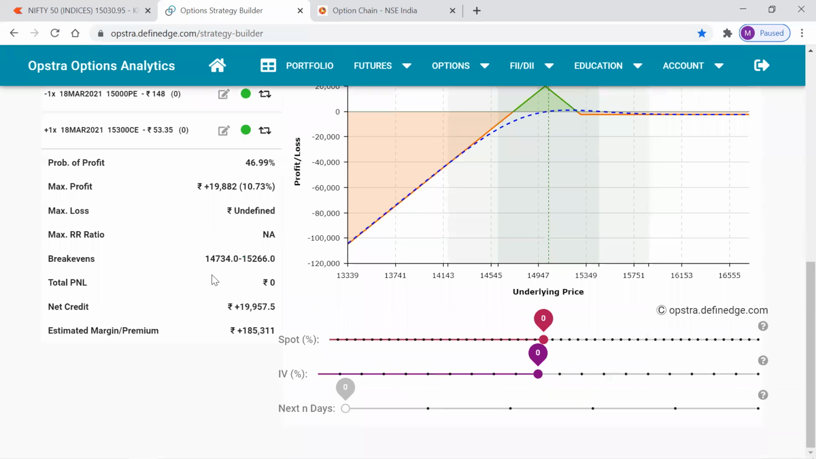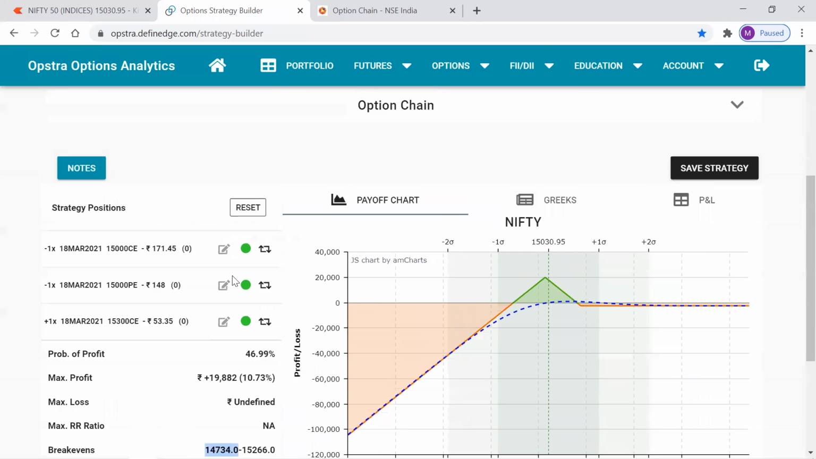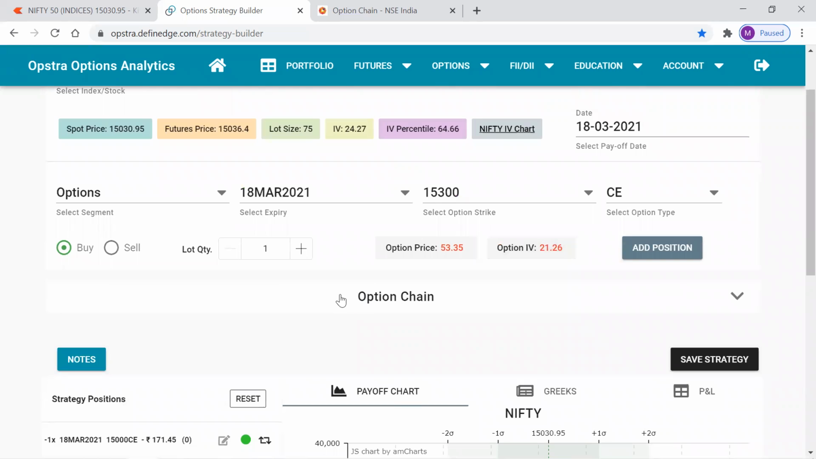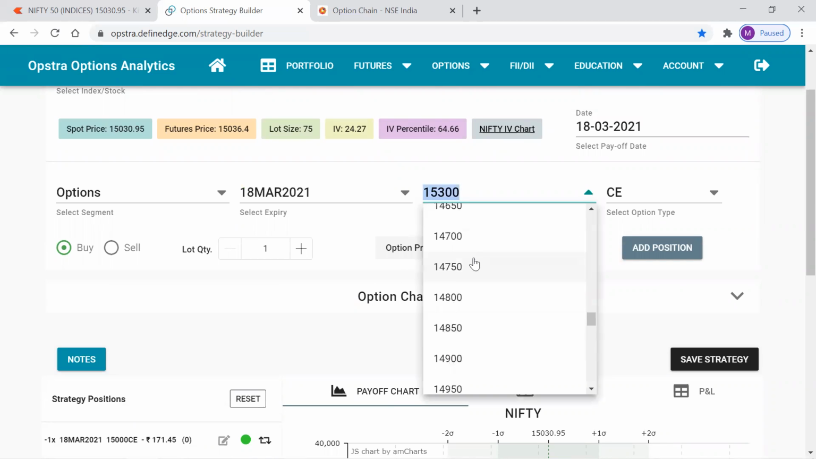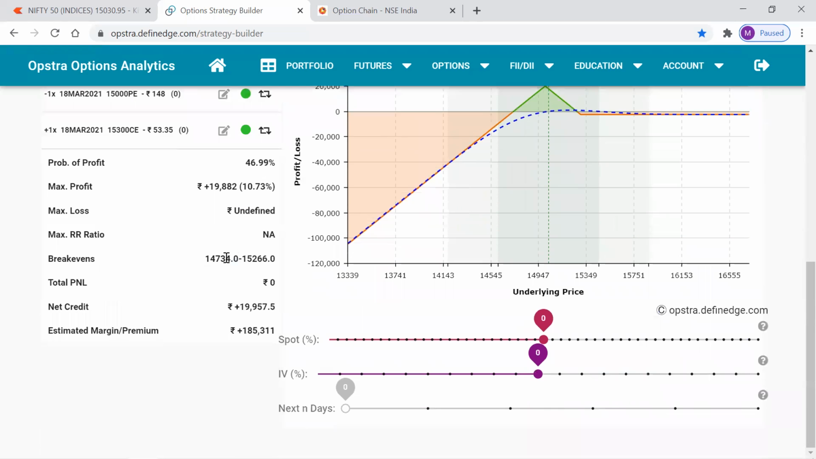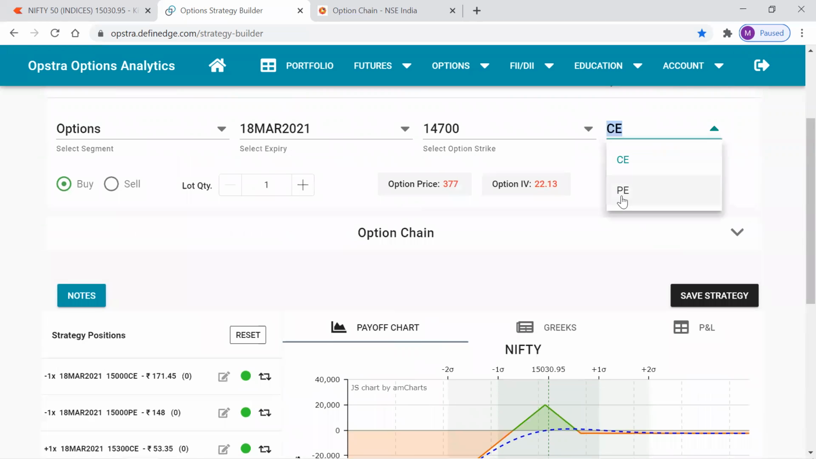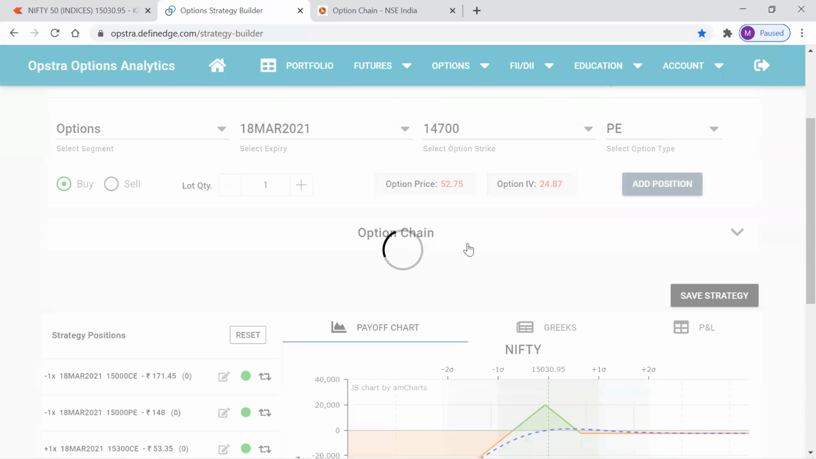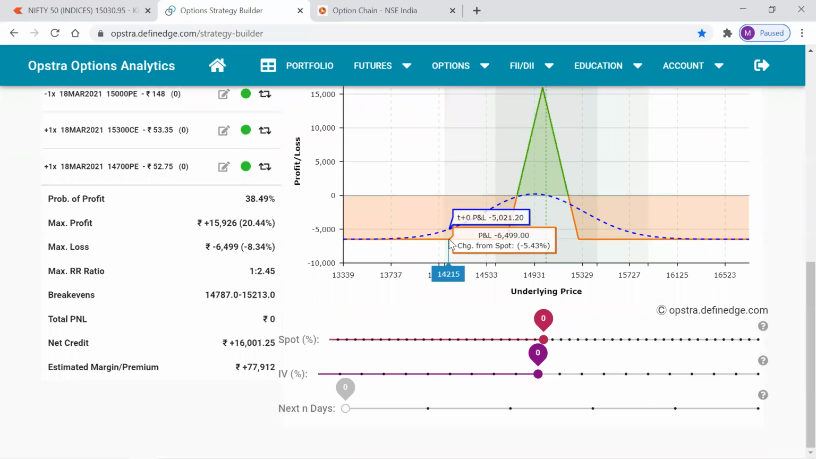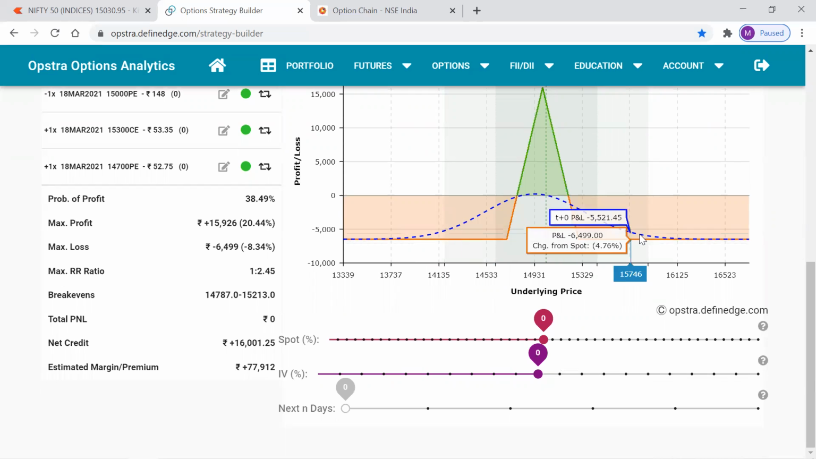Now for lower break even, which is 14,734, let's select 14,700, which is our lower break even point. So let's select put here. For lower break even, select put. For upper break even, select call, and we need to buy that. Add position. Now your maximum loss has turned into minimum loss, which is only 6,400.